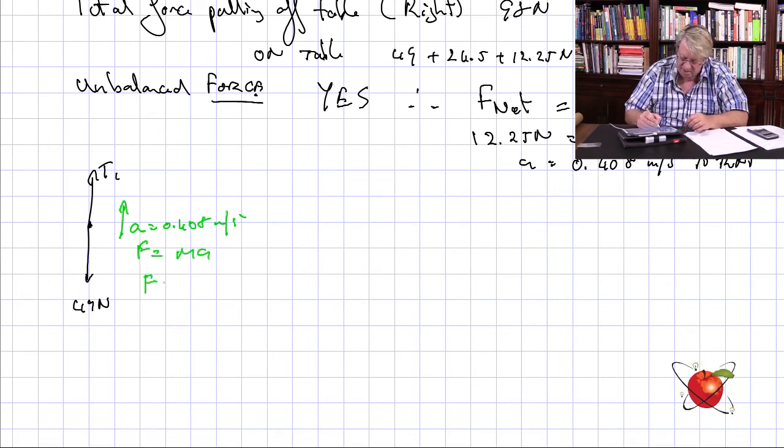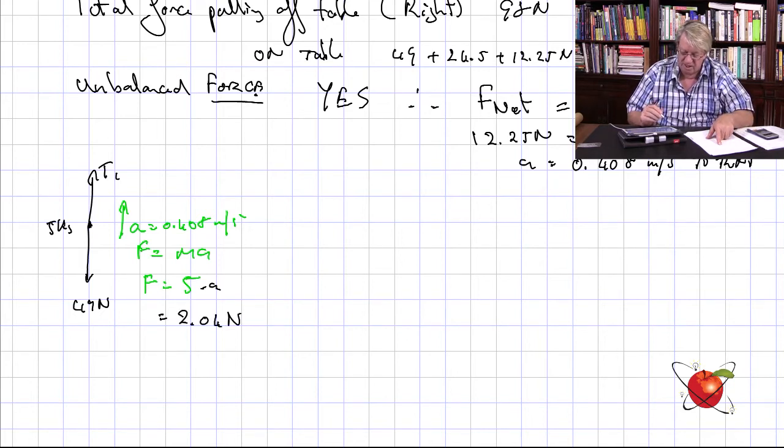Therefore, F is going to be, now take the m of this one, which was 5, because its weight was 5 kilos. So it's 5 times a. Therefore, the force is 5 times 0.408, and it's 2.04 newtons. So T2 we've got to work out now.